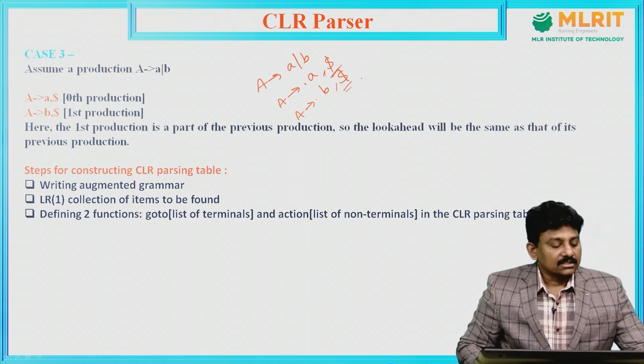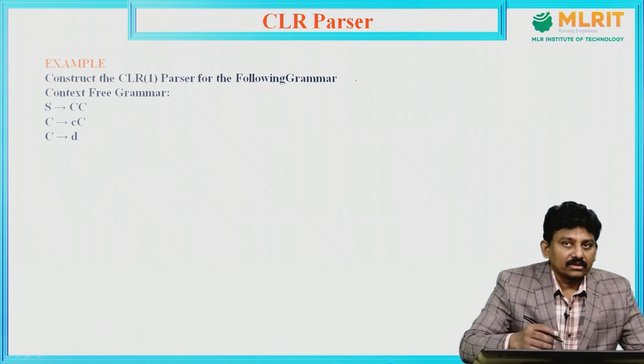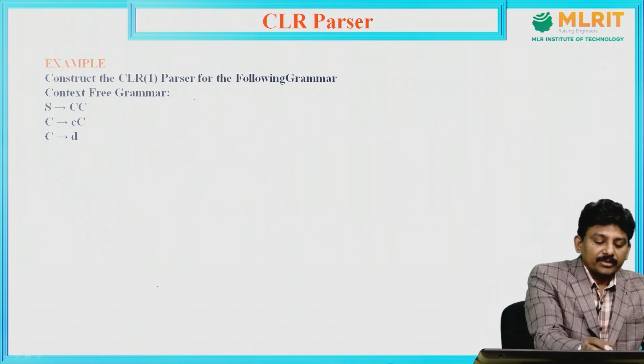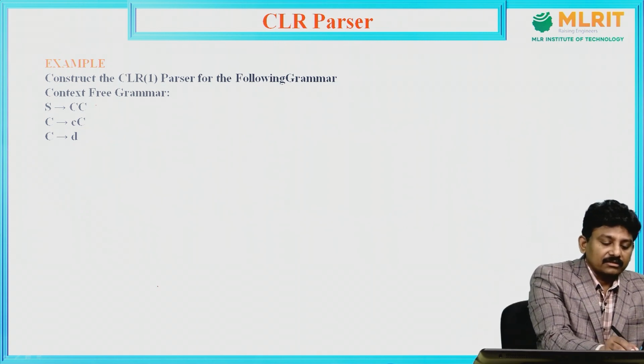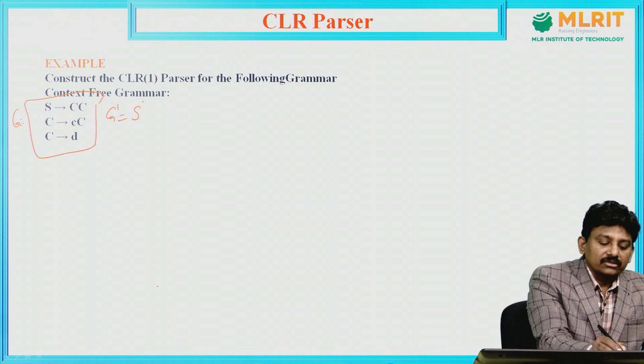Here are the steps for constructing the CLR parsing table. First, write the augmented grammar, then find the collection of LR(1) items, then define two functions, goto and action. This is the given context-free grammar G. The augmented grammar G dash introduces a new non-terminal: S dash derives dot S, comma dollar.